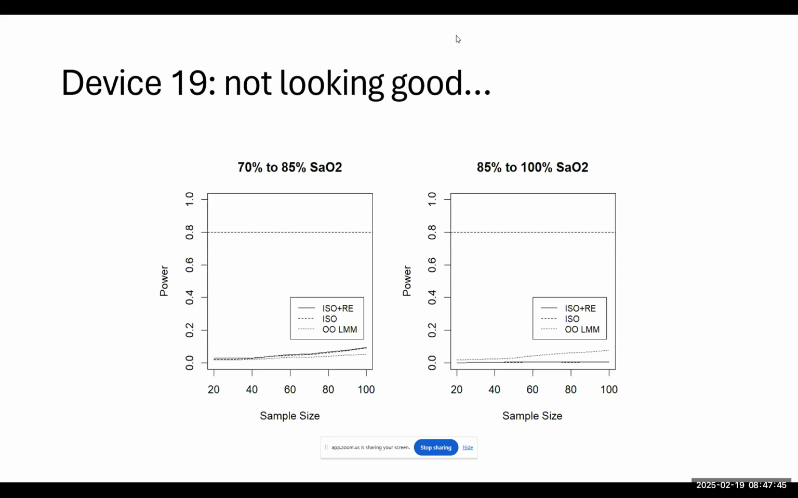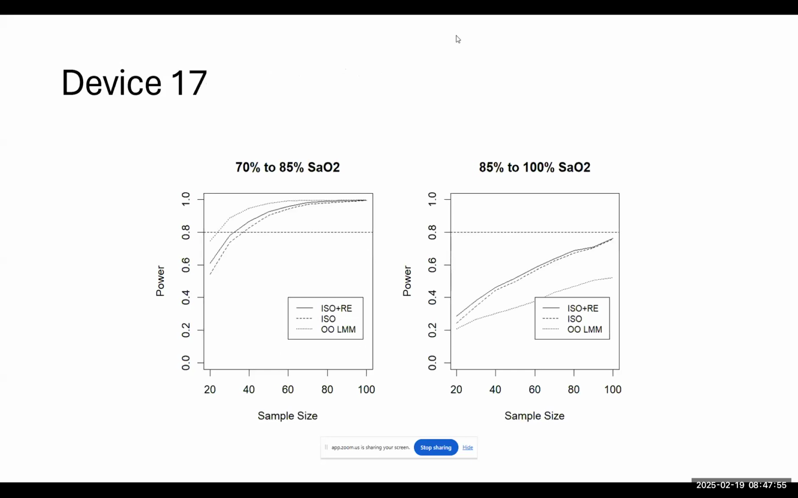It's just not going to happen. If you're too close, there's, in some sense, no sample size that's going to get you to where you want. I think we have one more.